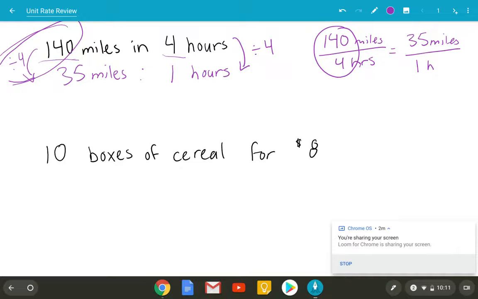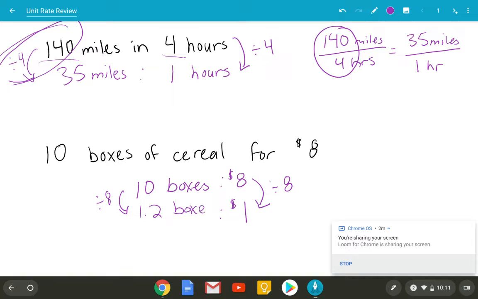Our next example is 10 boxes of cereal for $8. So if I have 10 boxes of cereal for $8, I want to know how many boxes of cereal I could buy for $1. So if I divide 8 divided by 8, that would give me 1. If I divide 10 divided by 8, that would give me 1.2 boxes of cereal.